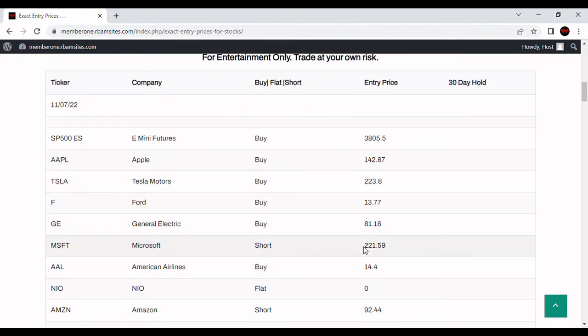So it's got a short out at $221.59. Of course, for entertainment purposes only. You trade at your own risk. Can't use our commentary or enterprise for anything other than entertainment. But it does say short for Microsoft tomorrow, which is really interesting, at $221.59. Of course, for entertainment purposes only. So that's what we've got for you tomorrow.